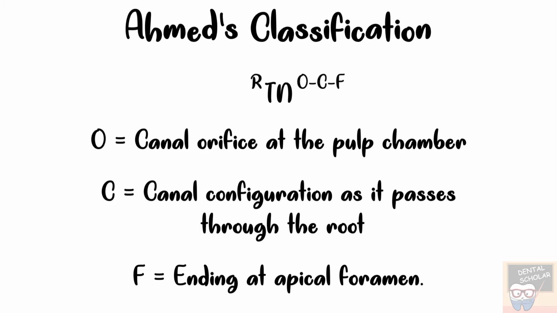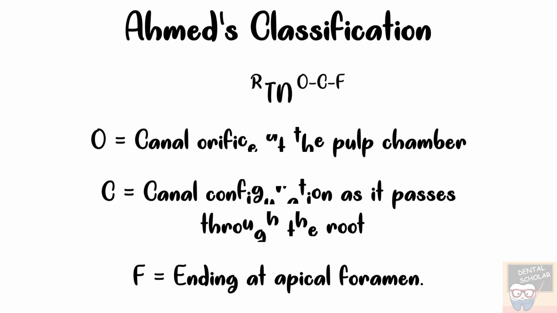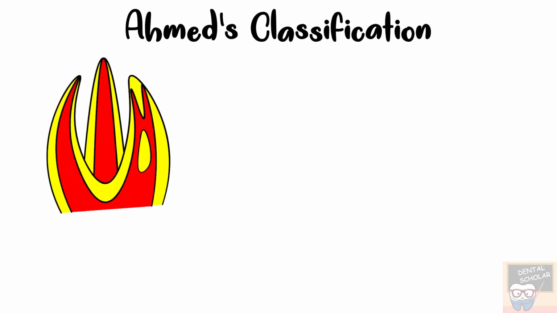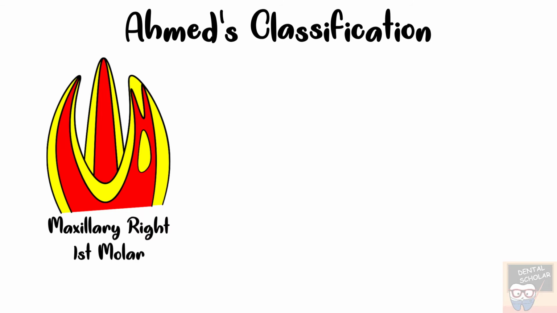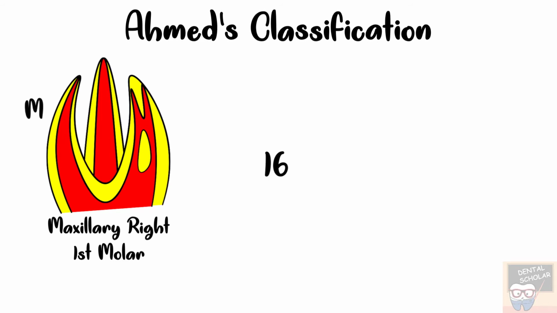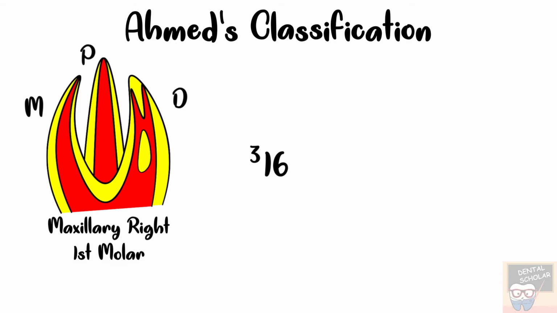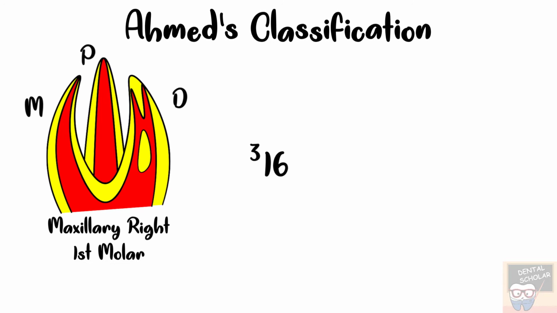Let's now solve some examples with this new classification so we get to know how to apply it. So let's see this first example. Here you can easily identify the tooth as the maxillary molar. Let's now say that this is the maxillary first molar. So according to the FDI classification, we can say it is 1, 6. Since it has three roots, mesiobuccal, distobuccal and palatal, we will write 3 before the tooth number in superscript.